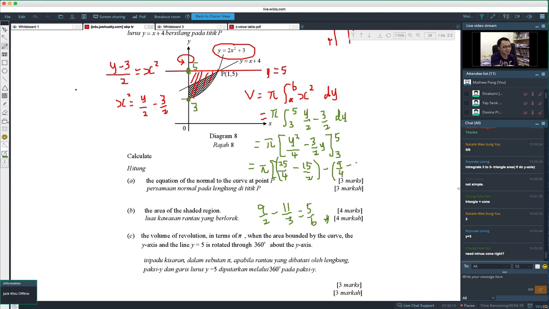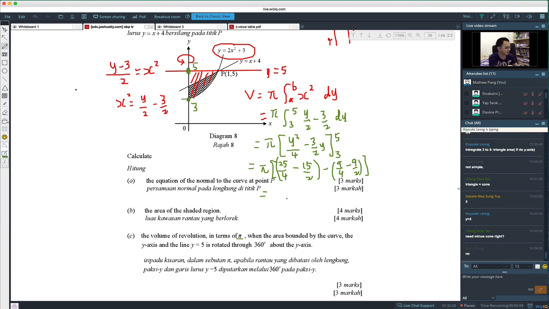Then you should be able to get the correct answer. Can someone calculate the answer for me? Yeah, you can leave it in terms of pi, you don't need to multiply pi in. Okay, it's fine, I can calculate myself. 25 over 4 minus 15 over 2 minus 9 over 4 plus 9 over 2. It's just 1. Okay, so the answer is just 1 pi, or pi. Alright, this is how we solve a question like this.